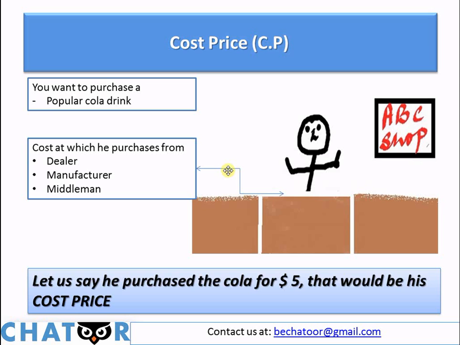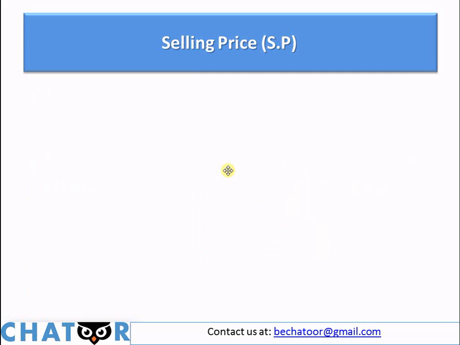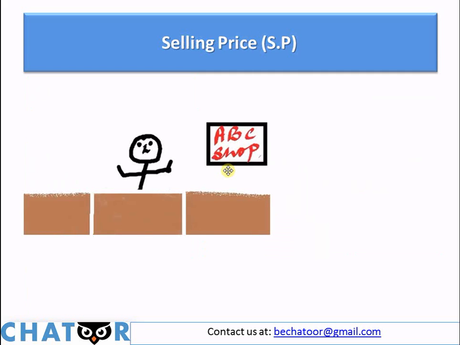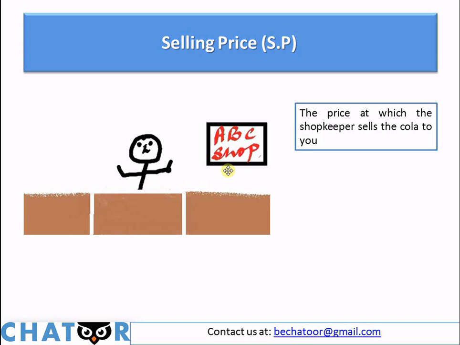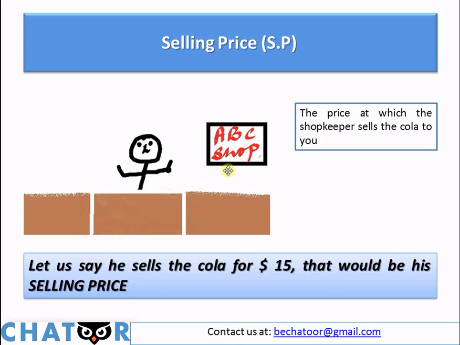So let's say he purchased the cola for $5, that would be his cost price. Now his selling price, as the name suggests, is the price at which he is going to sell you the cola. Let's say he sells you the cola for $15. That would be his selling price.